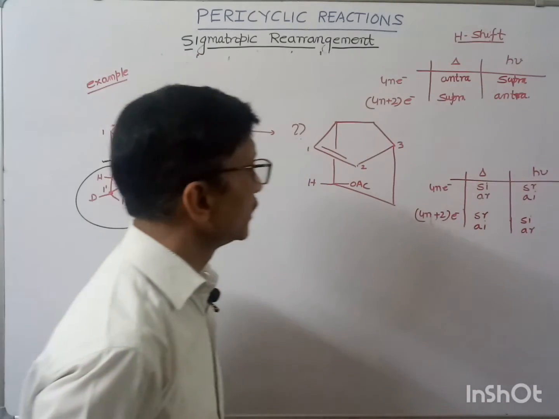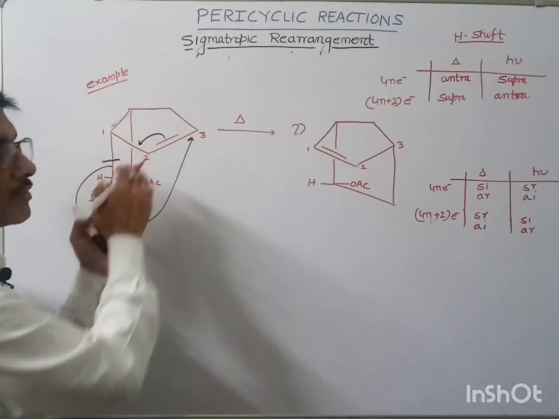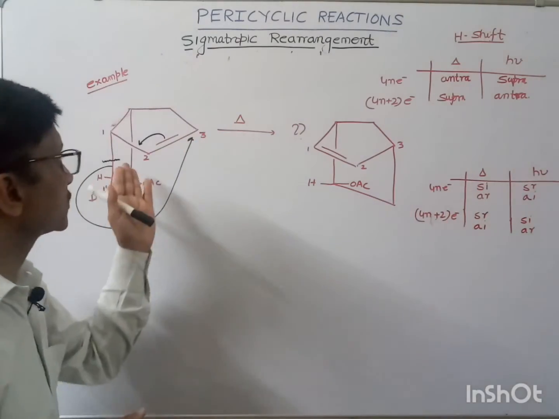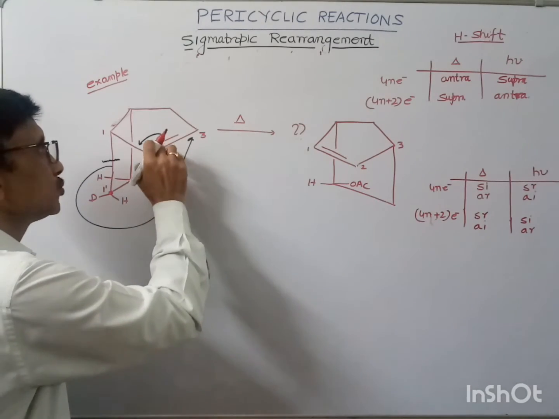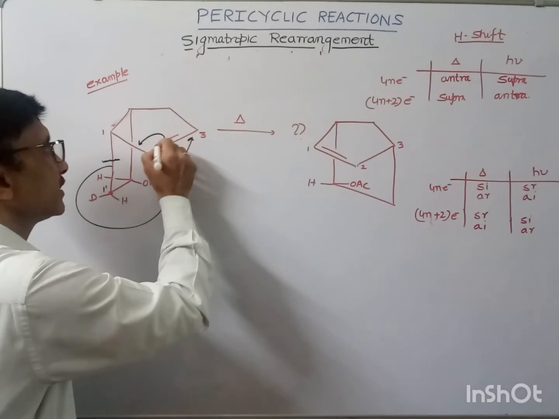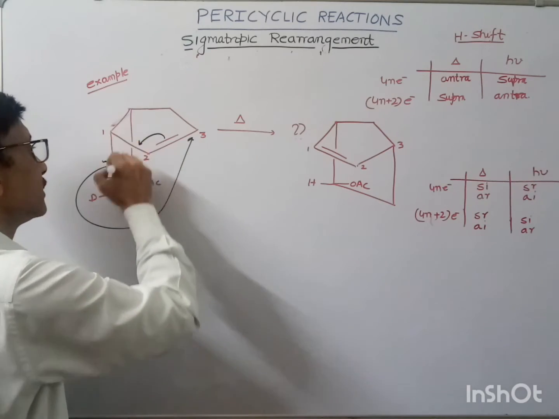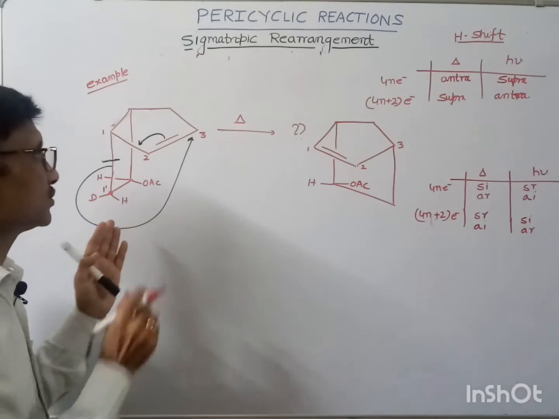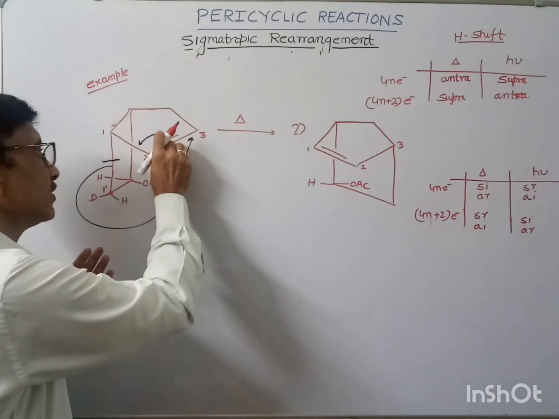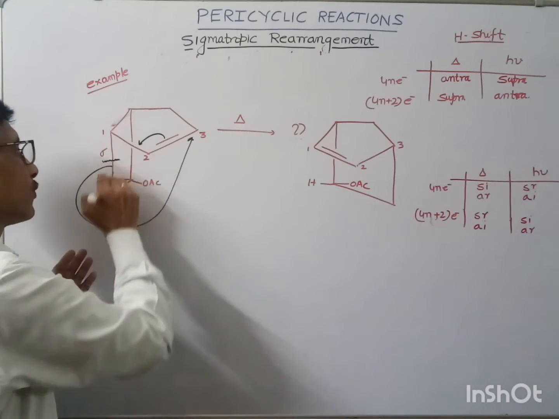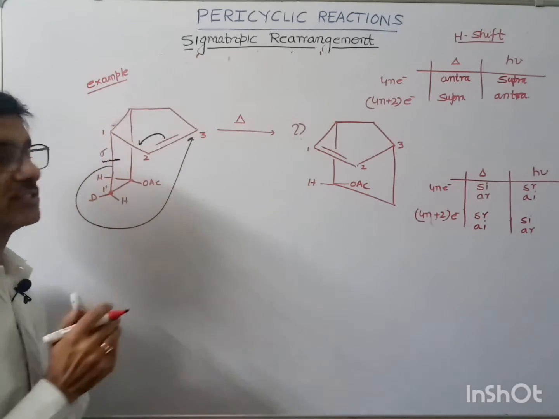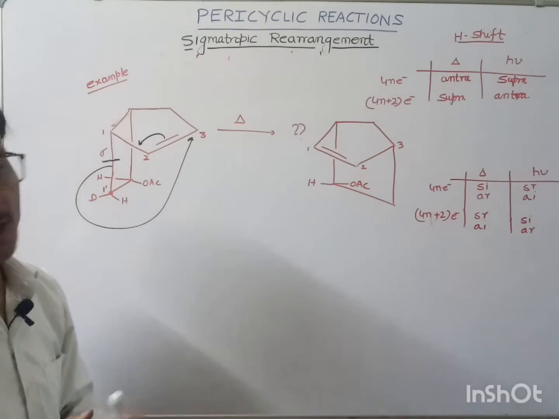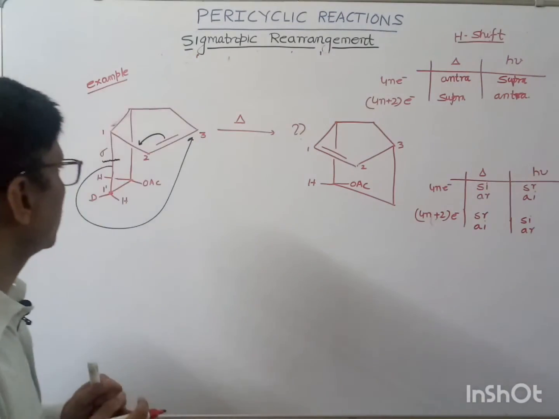Now this is an example of a 4n electron system. How many electrons are involved in this reaction? These 2 electrons of the pi bond are participating in the reaction, and the sigma bond electrons are participating in this reaction. So this is an example of a 4n electron system. The C-C sigma bond is involved in this reaction, and the shift is the alkyl shift, which is shifted to the 3rd position. So this is here, this is shifted.